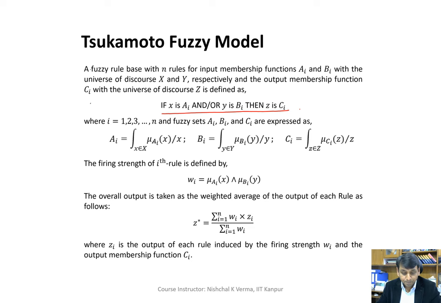In any fuzzy model, we can have any number of rules. Say here we have small n number of rules. That is why i has been used here, and this is our ith rule, which I can represent by Ri. So the ith rule can be: if x is Ai and/or y is Bi, then z is Ci, where i goes from 1 up to n, and the fuzzy sets Ai, Bi and Ci are expressed as you can see here.